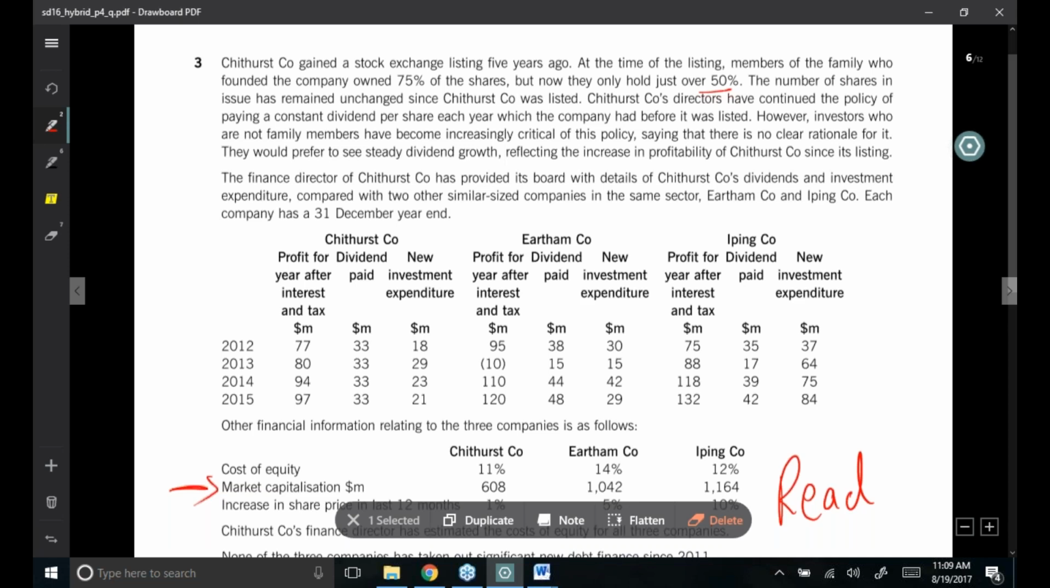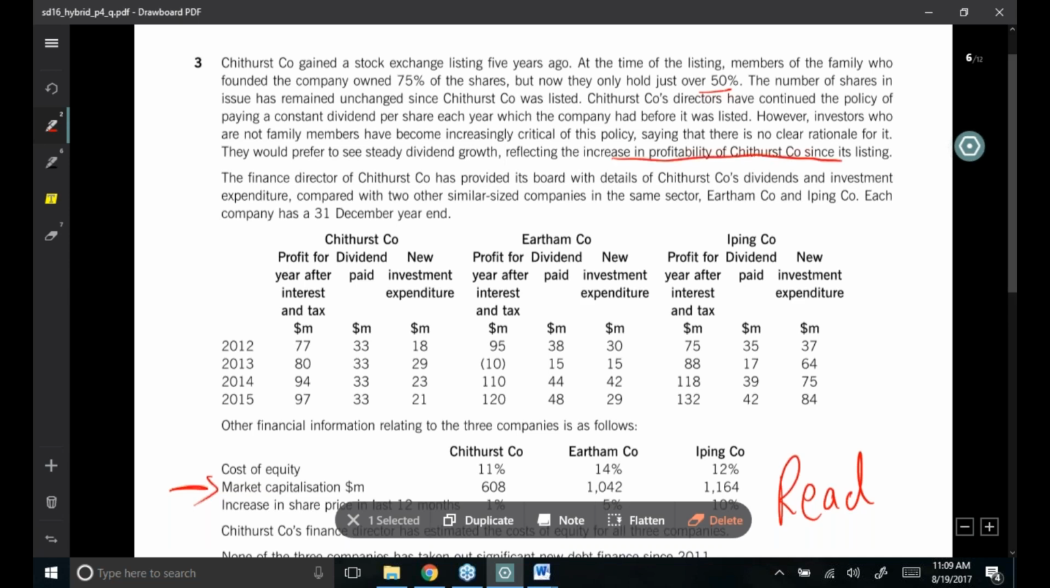Company directors have continued the policy of paying a constant dividend per share each year, which the company had before it was listed. However, investors who are not family members have become increasingly critical of this policy, saying that there is no clear rationale for it. They would prefer to see steady dividend growth reflecting the increase in profitability. Okay, it's a point.